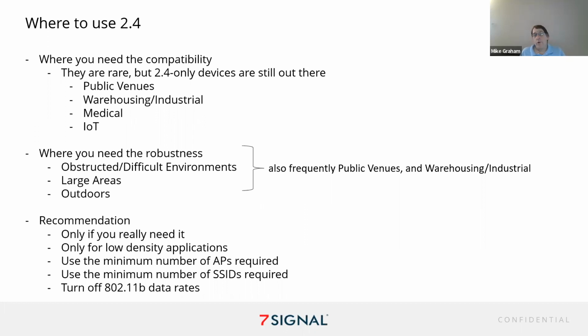And of course, where you need the robustness, you do have obstructed and difficult environments. You do have large areas. In some manufacturing and industrial, you'll have more access points than you will users. You don't really need the capacity of 5 gig. And of course, outdoors, if you've got a field or a parking lot that needs to be covered, it's hard to beat 2.4 in a big sector. And usually you don't need the performance.